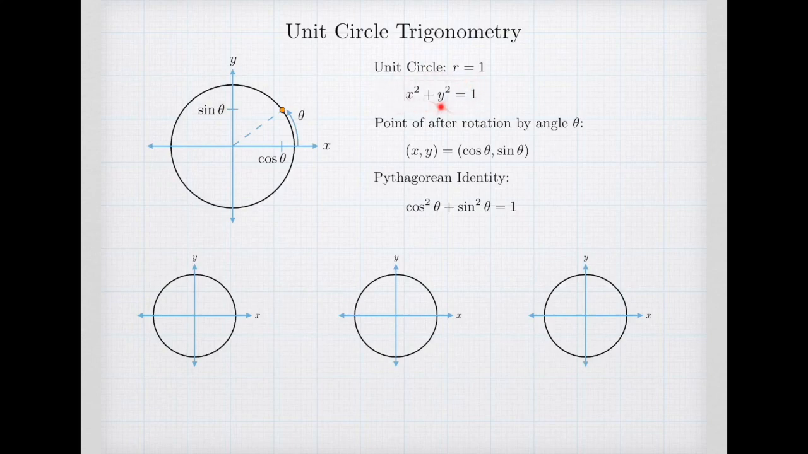Because the unit circle's equation is x squared plus y squared equals 1, and x is cosine and y is sine, this leads to an important identity that we'll use a lot in trigonometry. It's called the Pythagorean identity. It says that cosine squared, that's x squared, plus sine squared, that's y squared, equals 1. And so I have an identity that if I know sine or cosine, I can solve for the other one by solving this equation.